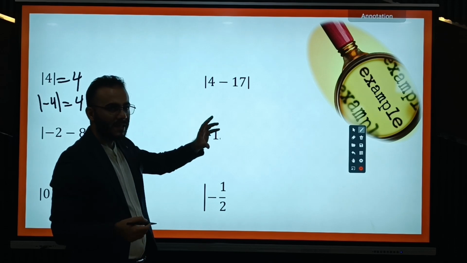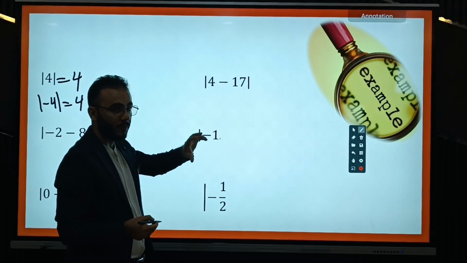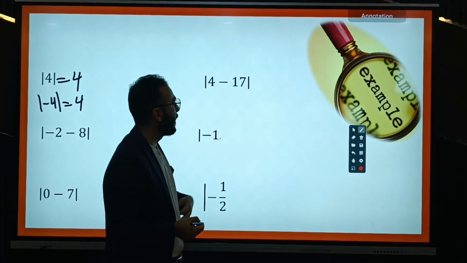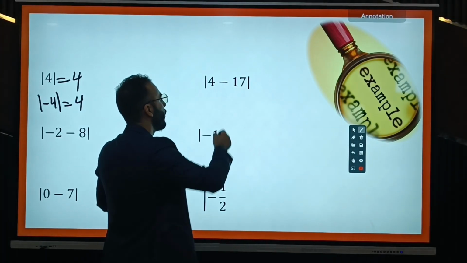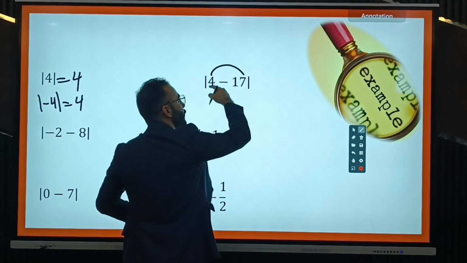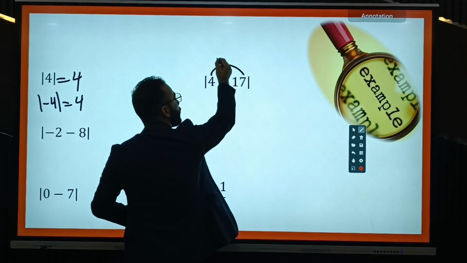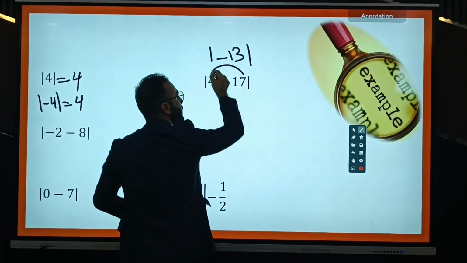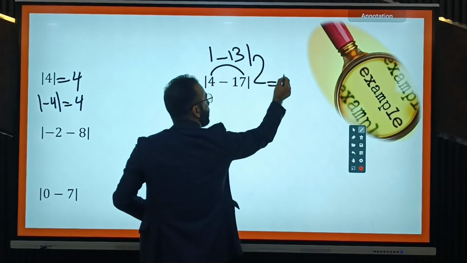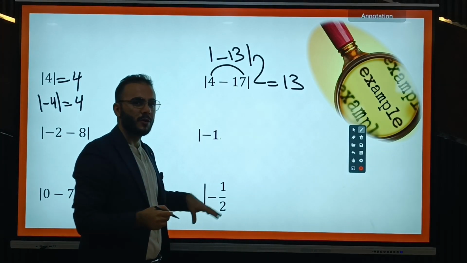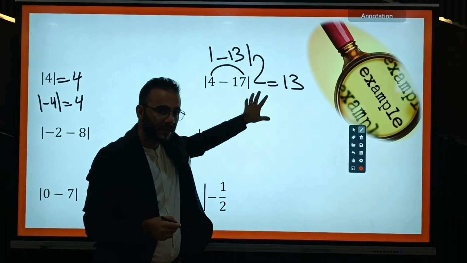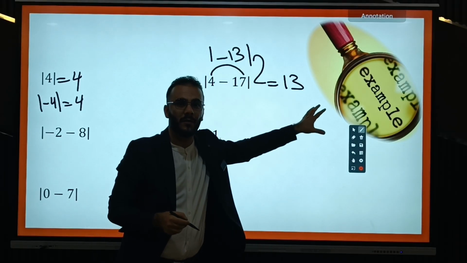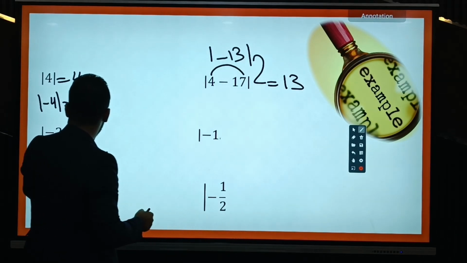Perfect. How about here in the next one? We have a BEDMAS problem, order of operations. So we have 4 minus 17, okay? 4 minus 17 is equal to negative 13. Since we have absolute value around it, the result is going to be positive 13. Because whatever comes out as an outcome from the absolute value is going to be positive.